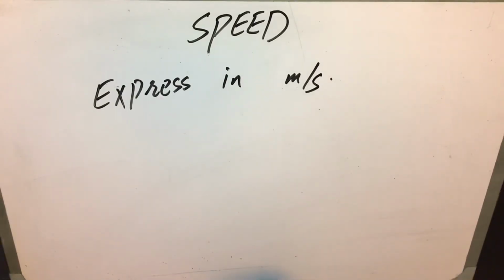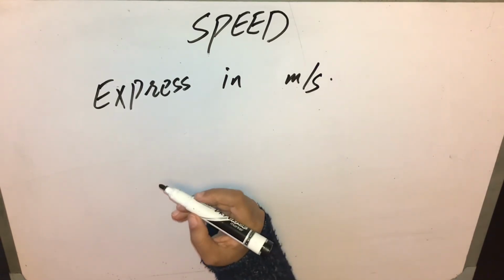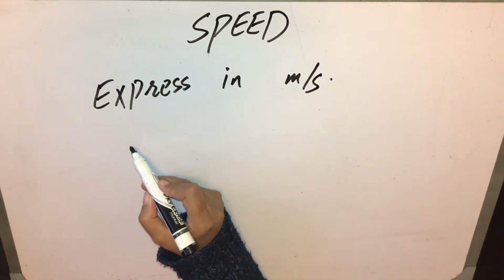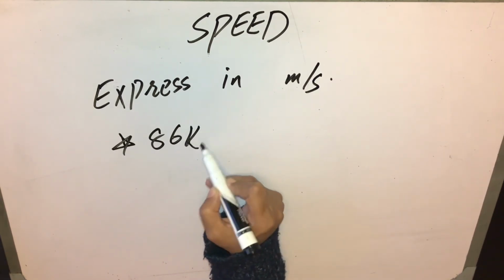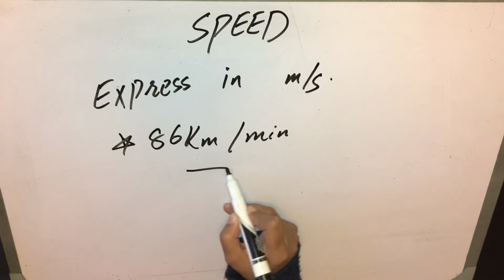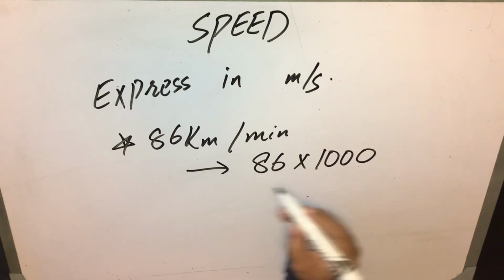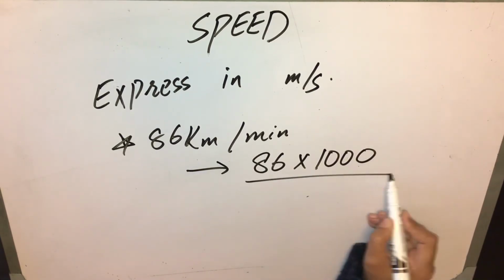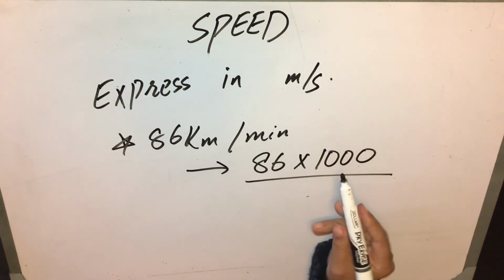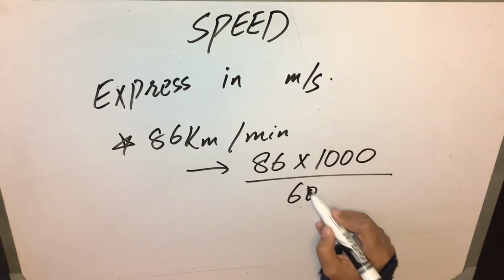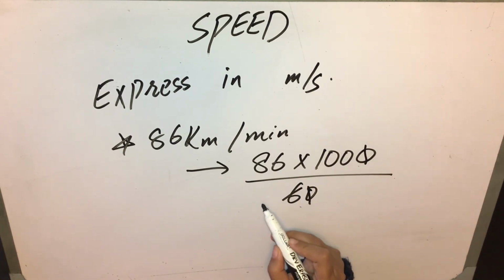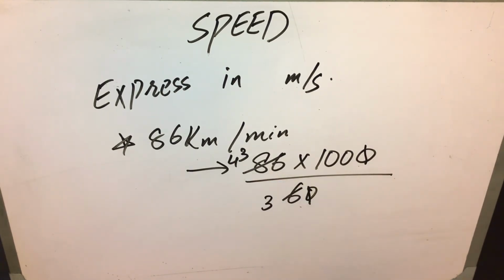Now we have to express in meter per second. We have 86 kilometer per minute. So we have to convert 86 kilometers into meters. Converting into a smaller unit we have to multiply, and per minute we have to convert minutes into seconds. In 1 minute there are 60 seconds, so we shall divide only with 60. Cancellation of 0, 2 3s, 2 4s, 2 3s, and I think we have no more cancellation. This is 4300 over 3.